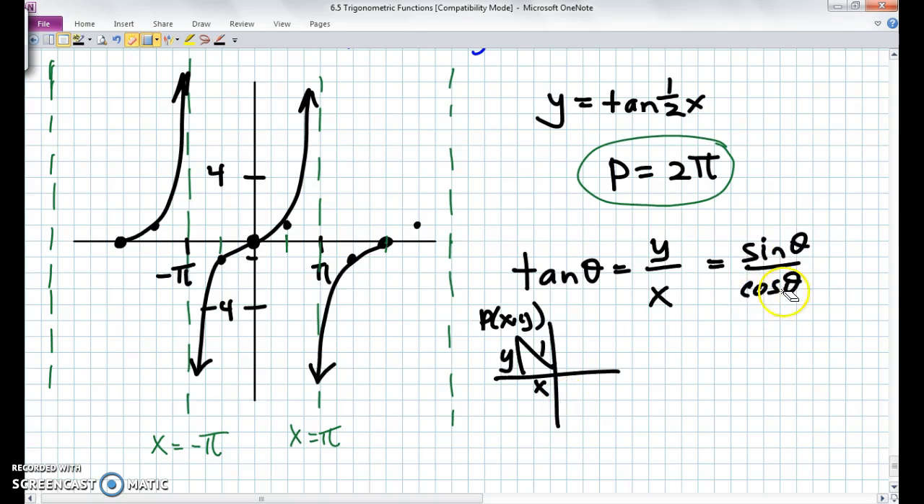So we are going to have asymptotes wherever the denominator is equal to 0, because those are non-permissible values of the variable. And that happens wherever cosine is 0, we have asymptotes. And so that's where these are.